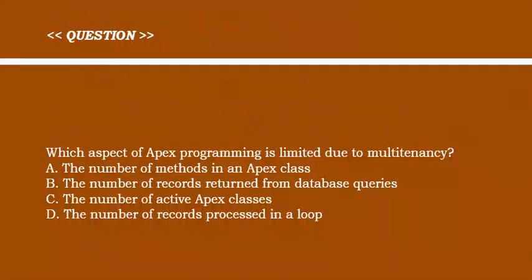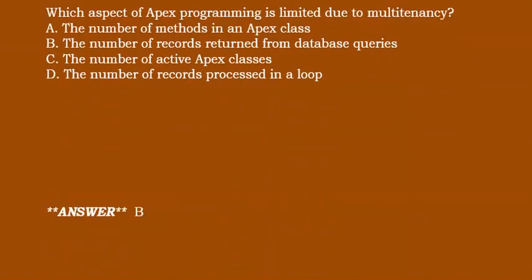Next question is, which aspect of Apex programming is limited due to multi-tenancy? Option A, the number of methods in an Apex class. Option B, the number of records returned from database queries. Option C, the number of active Apex classes. Option D, the number of records processed in a loop. Correct answer is option B.